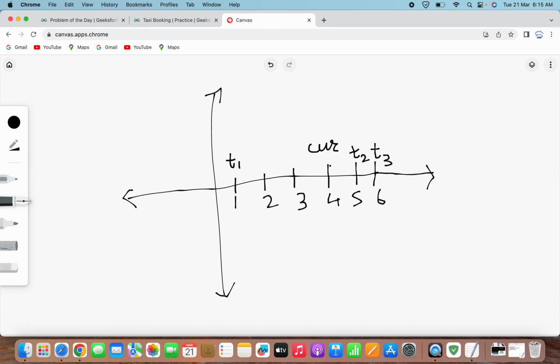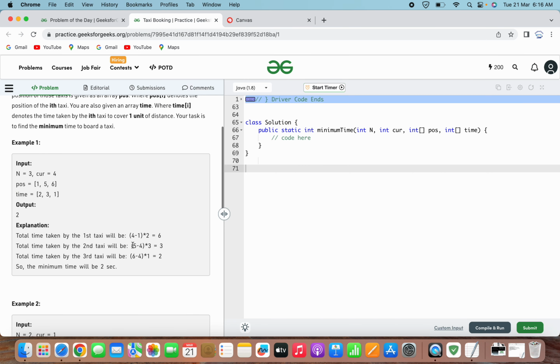Suppose we are at this position current, at the 4th position, with this example only. So first taxi is here at T1, second taxi is here at T2, and third taxi is here at T3. So for taxi 1 to come to our current position, taxi 1 has to cover 1, 2 and 3 units of distance. The same thing has been done here: 4 minus 1 is equal to 3. It has to cover 3 units, and for covering each unit it takes 2 units of time.